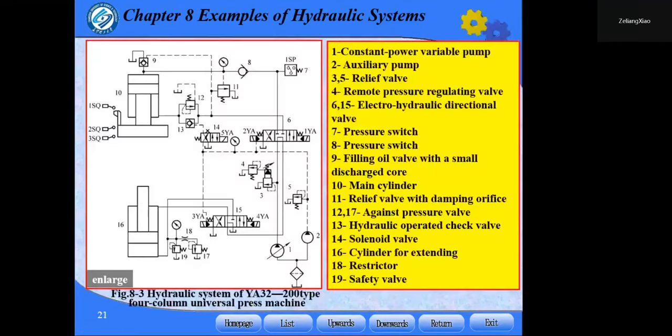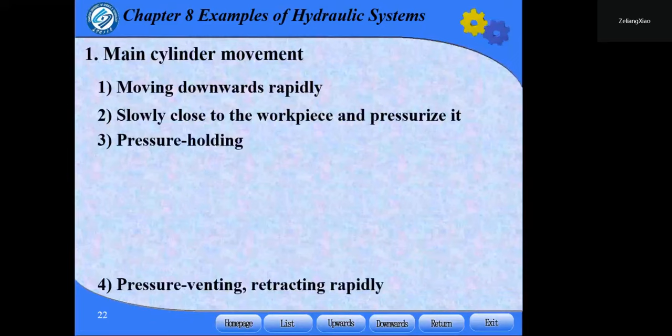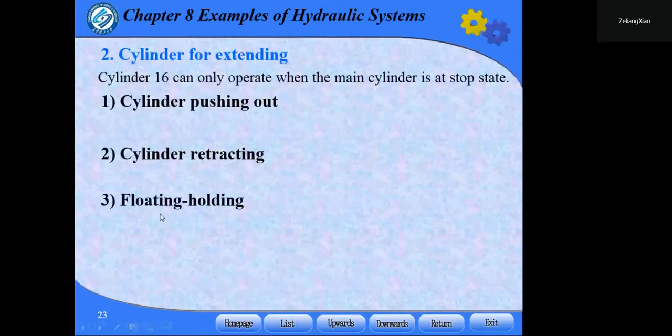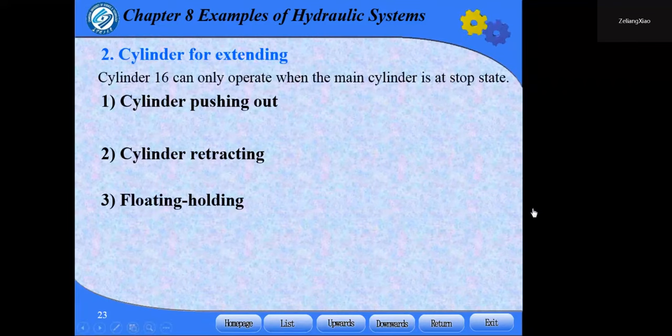And for the cylinder retracting, 3YA is not engaged, and 4YA is engaged. The inlet line and the return line are exchanged, and the piston is holding.